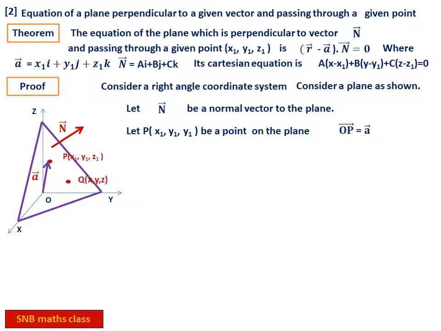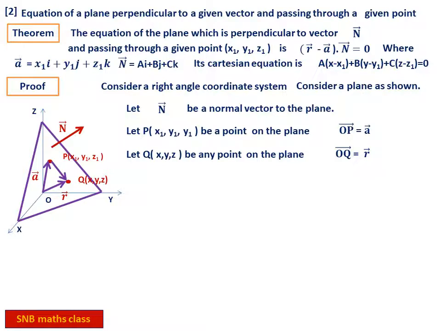Now take any other point, say for example Q(x, y, z), on the same plane. So let Q(x, y, z) be any point on the plane other than P. So first join OQ. Then OQ equal to r. So let us say the position vector of the point Q which we have selected is r. So this is one thing.